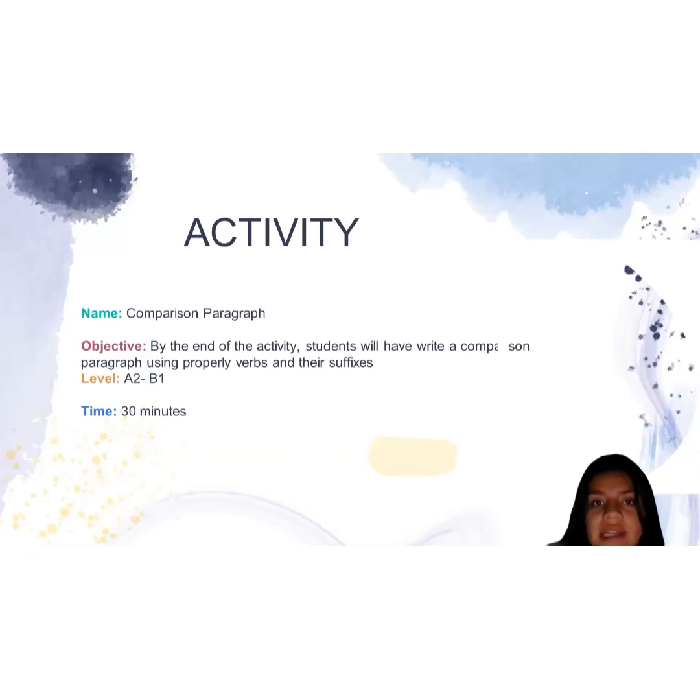Activity. The activity is to write a comparison paragraph. The objective of the activity is that by the end of the activity, students will have to write a comparison paragraph using properly verbs and their suffixes. The level is between A2 and B1. The time for this activity is 30 minutes.